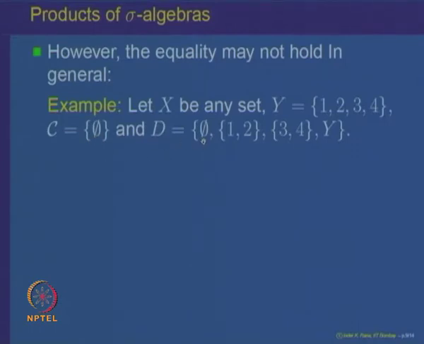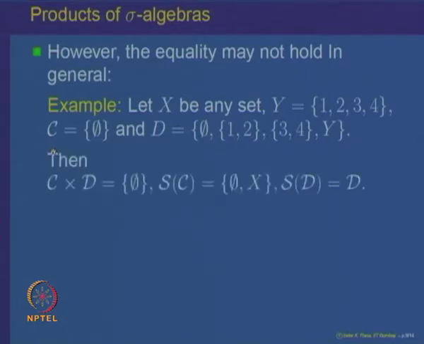which consists of the empty set, the set {1, 2}, the set {3, 4} and the whole set Y. So, the collection D consists of 4 sets: the empty set, the whole space, the subset with 2 elements 1 and 2, and the subset with 2 elements 3 and 4. Note, if we generate the sigma algebra by C, that is the same as the algebra generated by C. So, that will be just the empty set and the whole space. So, S of C is the empty set and the whole space X, and the sigma algebra generated by D is equal to D itself, because D itself is an algebra.